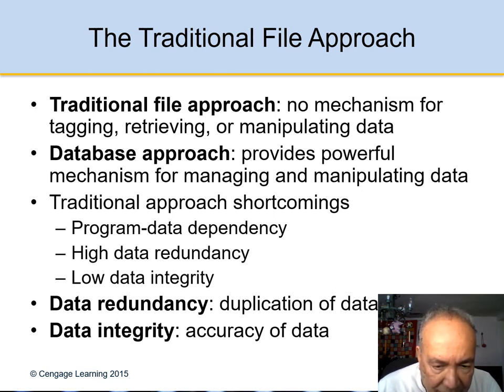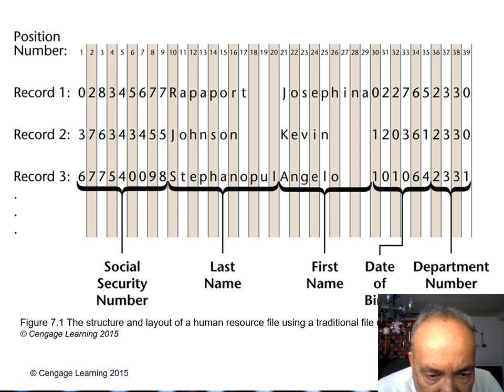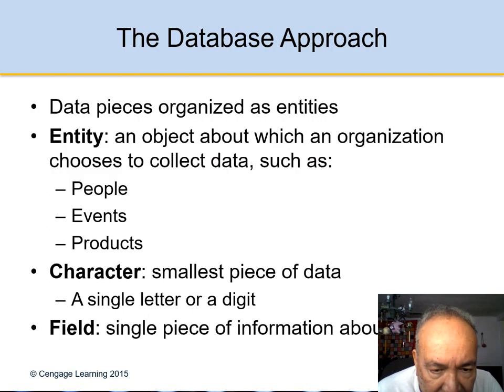You have so many papers. Data integrity is the accuracy of the data, because it keeps on changing from one to another, and you don't ever know. So this is record one, record two. You see, these are some of the old style kind of database.